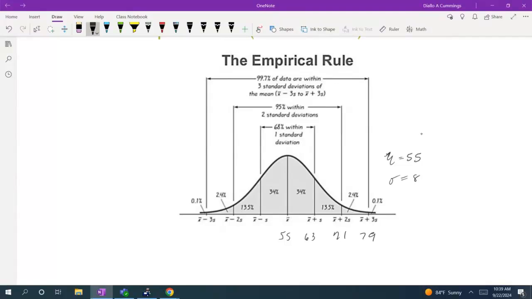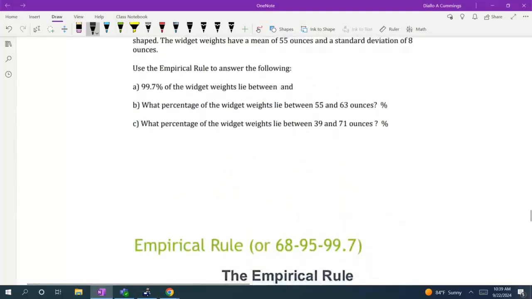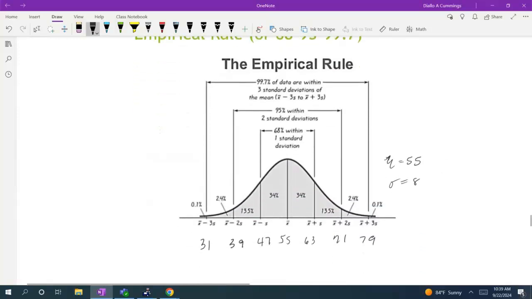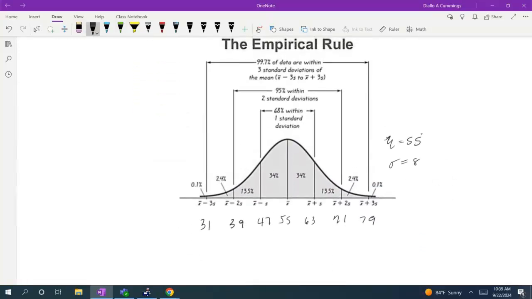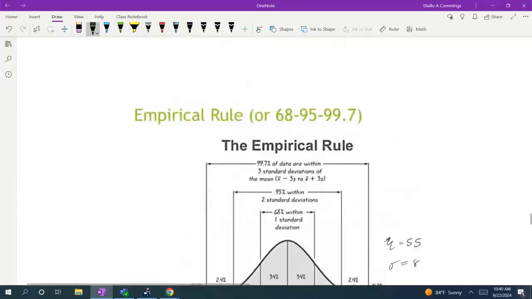Now if I go below the mean, 55 minus 8 gives me 47. 55 minus 2 times 8, that gives me 39. And then three standard deviations below the mean, we have 31. So we're going to use this to determine our probabilities. A says 97% of the widget weights lie between what two numbers? So if I take a look back at our chart, we see that 97% lie within three standard deviations above and below. So we have 31 and 79.